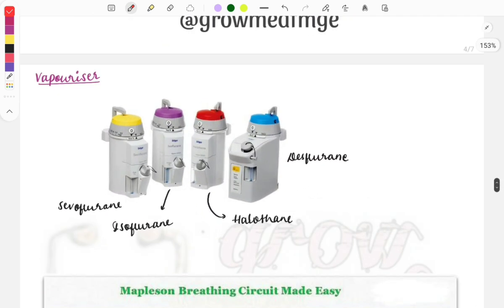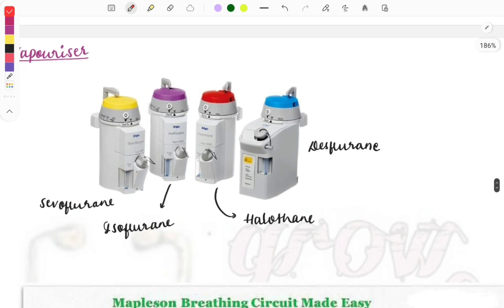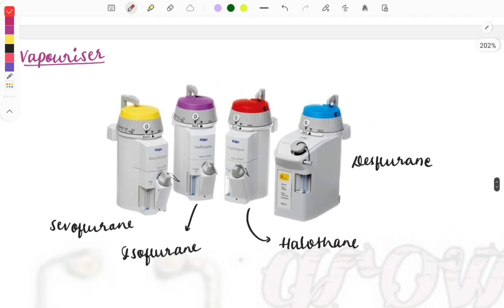So these are the important images from the LMA. Then moving on to the vaporizers. Various vaporizers are used for these inhalational agents, and desflurane has a special vaporizer. This was a PYQ asked recently in the January 2024 exam. This image based question was given, asking which anesthetic agent this special vaporizer is used for, and the answer was desflurane. Then the red one is used for halothane, the purple for isoflurane, and the yellow for sevoflurane.